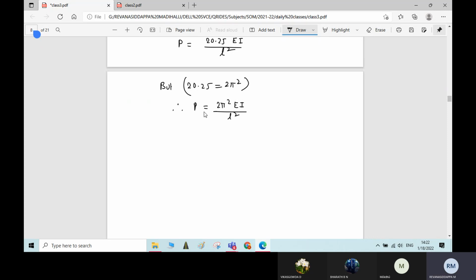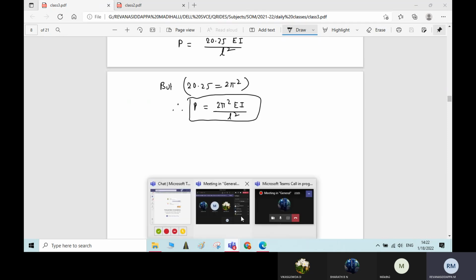So this is the final equation for the crippling load or buckling load of the column with one end fixed and the other end hinged. With this I'll stop the class here.